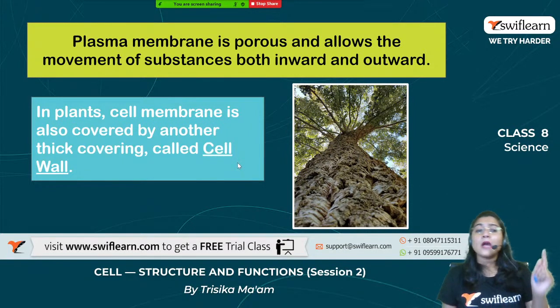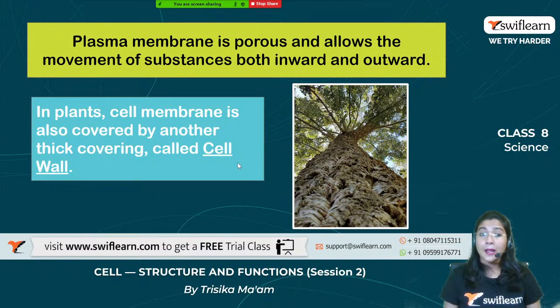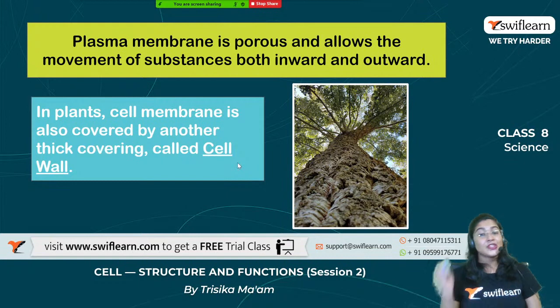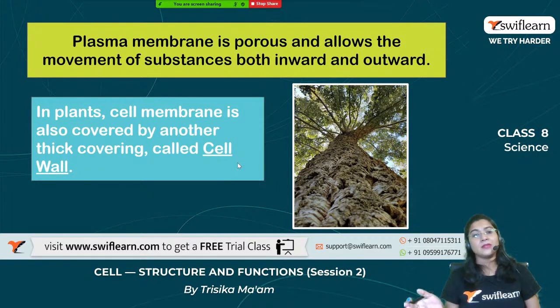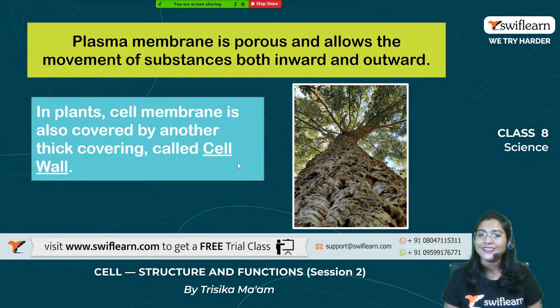Fine. Now, in case of the plant, this plasma membrane is also present, but one additional covering is present above the plasma membrane. What is it? It is the cell wall. Very good. So the cell wall is only present in the plant cell, but the plasma membrane is present in both plant and animal cells. Up to this much clear?